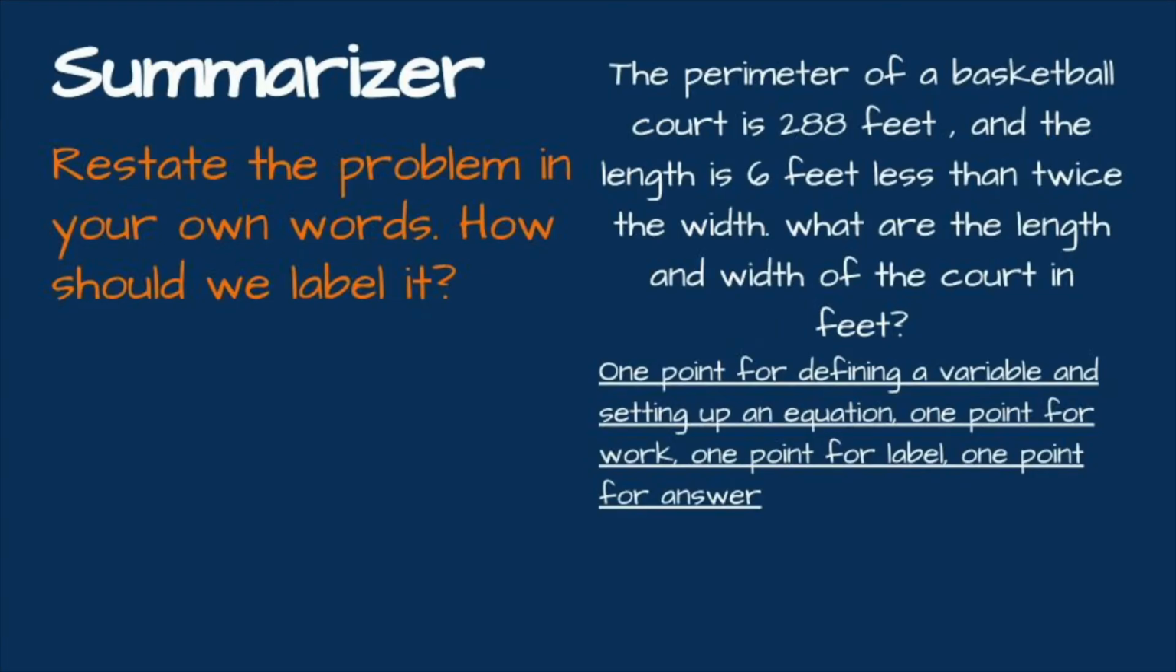So right now, I'm going to take you through an example problem, kind of modeled in a virtual format. The first role is summarizer, who's responsible for restating the problem in your own words and asking some questions for it. So here we go. Students would read the problem. The perimeter of a basketball court is 288 feet, and the length is 6 feet less than twice the width. What are the length and width of the court in feet? It gives a description of how many points are possible.